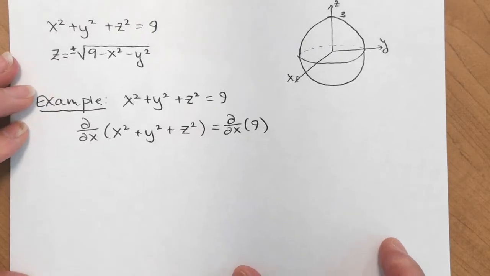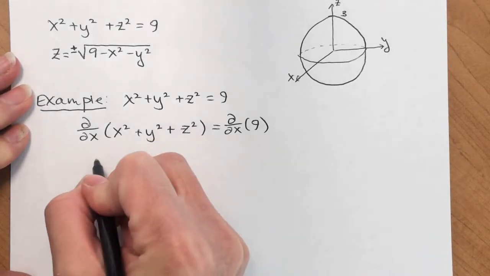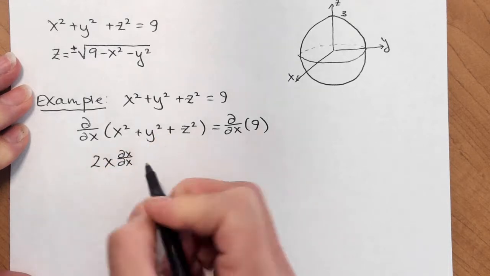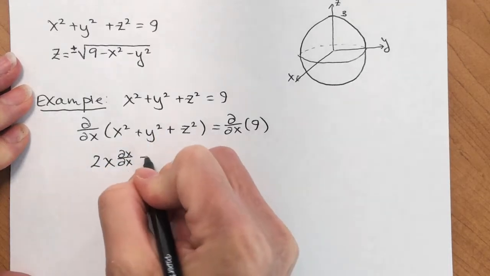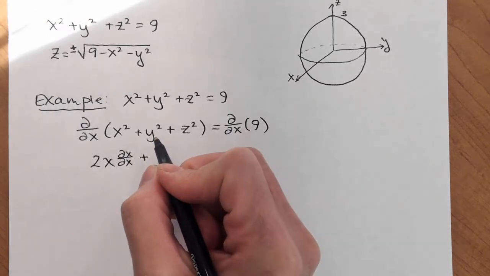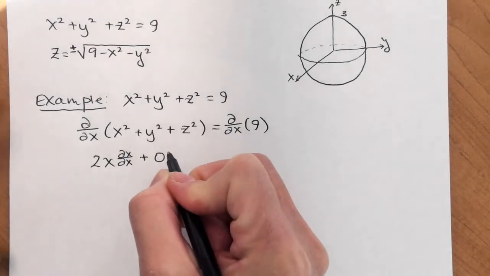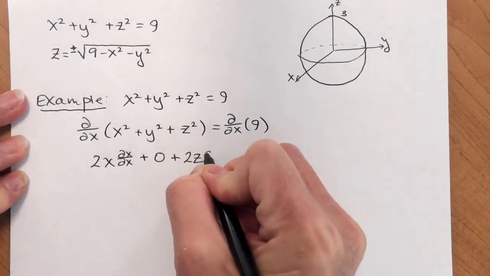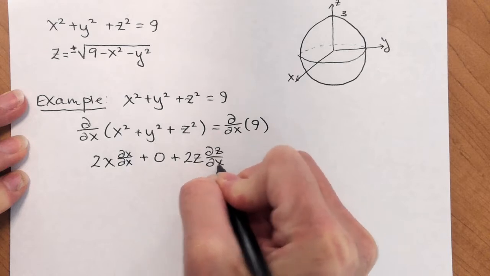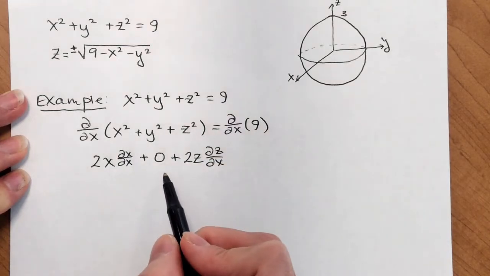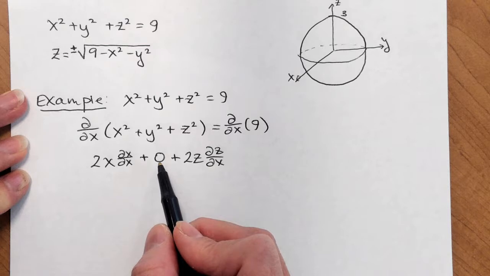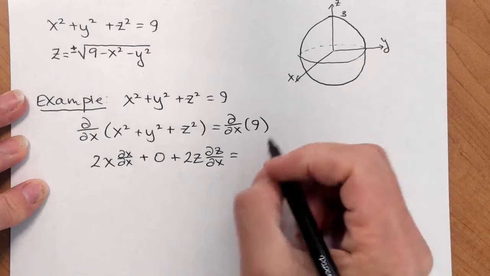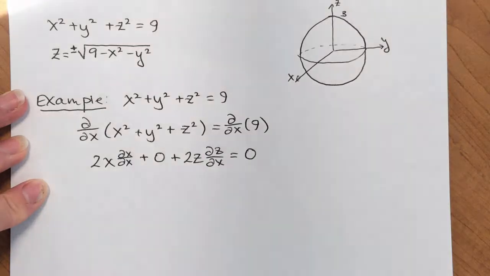Alright, so I'm going to have 2x times partial x, which is just 1, plus the derivative of y squared, which is 0, plus 2z partial z partial x. So remember, I'm considering y to be a constant and x and z to be my only variables. Of course, the derivative of 9 is 0.